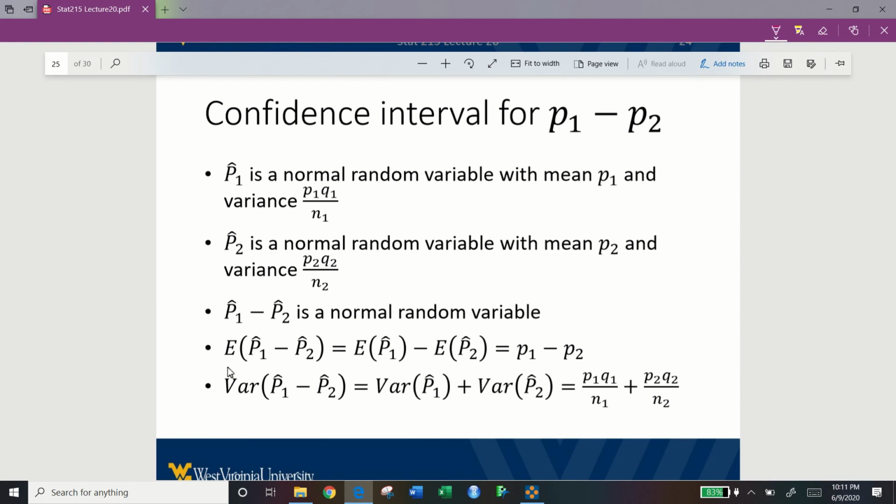We will know that our expected value of P1 hat minus P2 hat will be equivalent to the expected value of P1 hat minus the expected value of P2 hat, which will be equivalent to P1 minus P2. And our variance of P1 hat minus P2 hat will equal the variance of P1 hat plus the variance of P2 hat, which will equal P1 times Q1 over N1 plus P2 Q2 over N2.